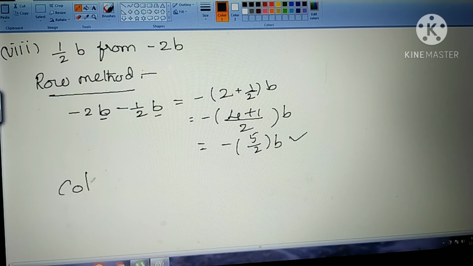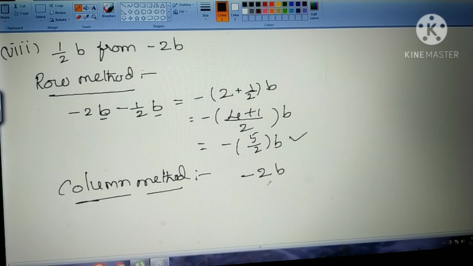Now see column method. For the same problem, I am doing this column method. From which we have to subtract, write that down first. After that, which one we have to subtract? Half b, 1 by 2b. What is the mathematical operation we have to do? Subtraction. So this plus will become how much? Minus. Now see, minus 2b minus half b.